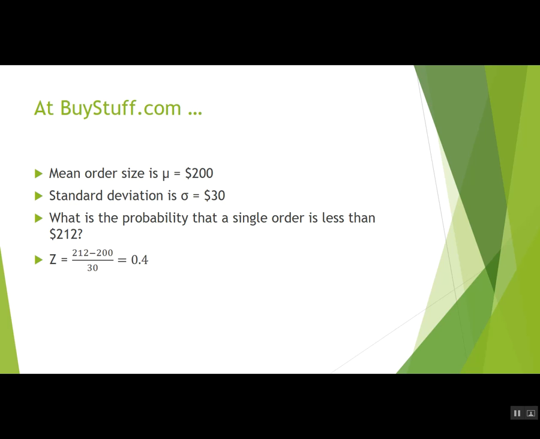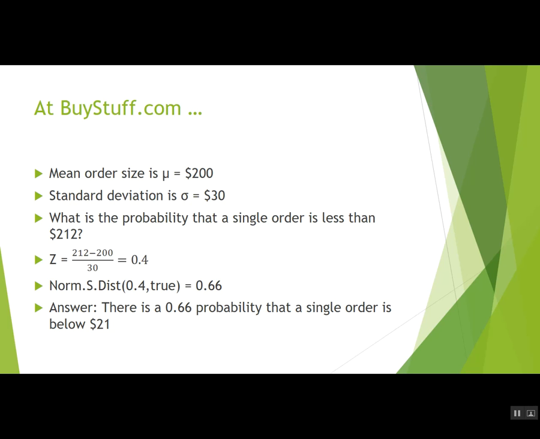Well, we find the z-score that goes with 212. Subtract off 200, divide by the standard deviation of 30, we get 0.4. Put that into norm dist. And there's a 66% probability, or 0.66 probability, that a single order is below $212. And I see a typo here. That's supposed to be $212, not $21.